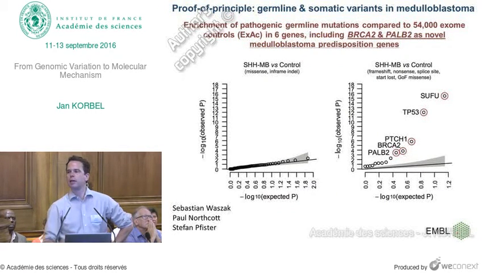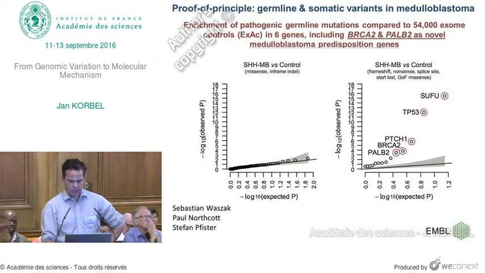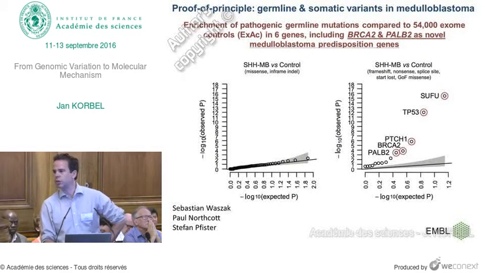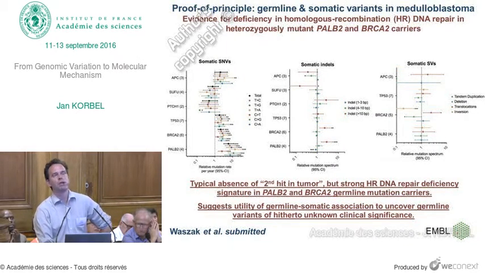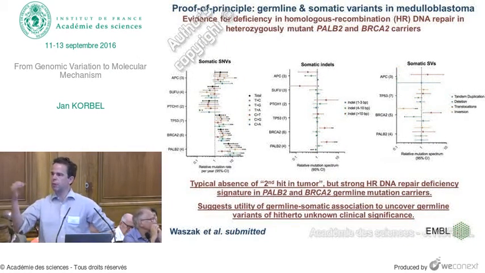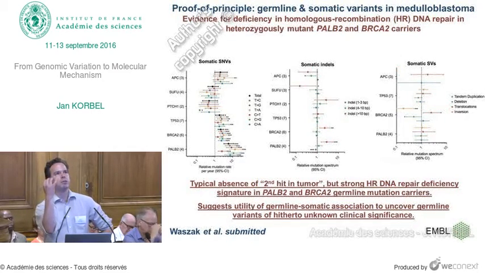So we identified two new factors that may be linked to medulloblastoma. Can we verify this linkage? To verify this linkage, we looked at the tumor genomes of these patients. And we asked the question: in carriers of a PALB2 and BRCA2 mutation, can we, similar to what we previously saw in TP53, find any evidence of the tumor undergoing particular alterations?